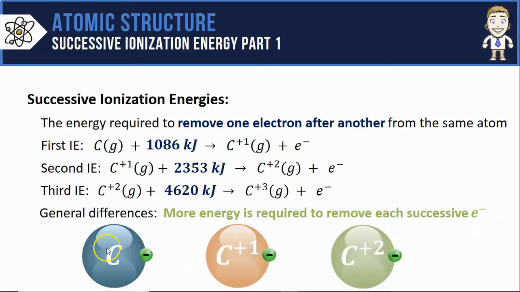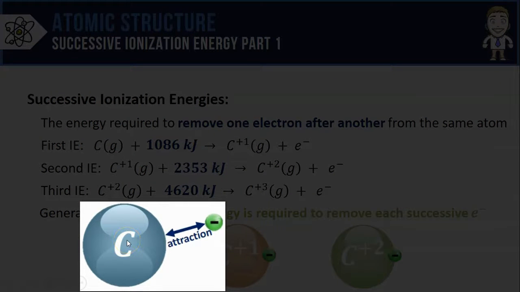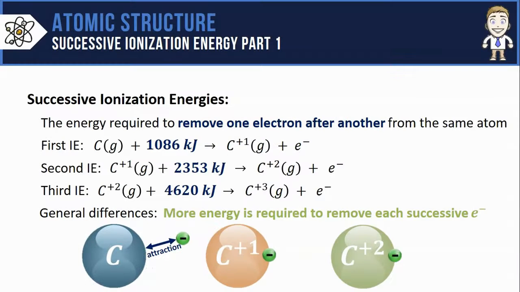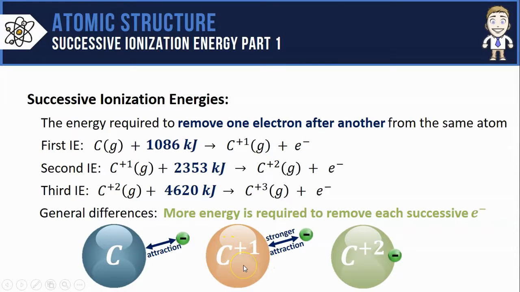The removal of the first electron, which we'll show here on the blue atom, is the easiest one to do. It takes the least amount of energy. That's because this electron is attracted to the positive nucleus of the carbon, so it takes some small amount of energy to break it free from that attraction. It takes more energy to remove the second electron because not only is that electron attracted to the nucleus of the carbon, but the attraction is stronger because now the entire carbon atom also has a +1 charge. And that increased charge magnitude results in a stronger attraction and requires more energy for the electron to be removed.